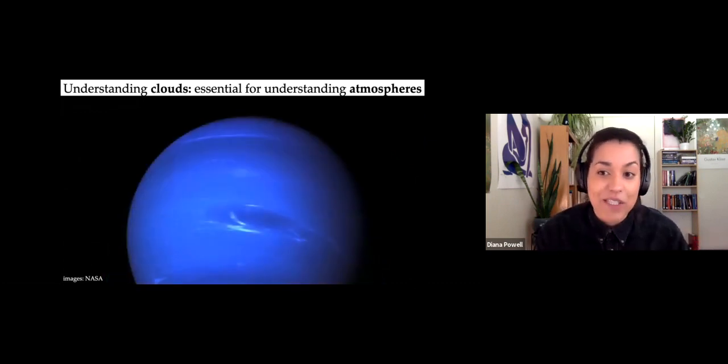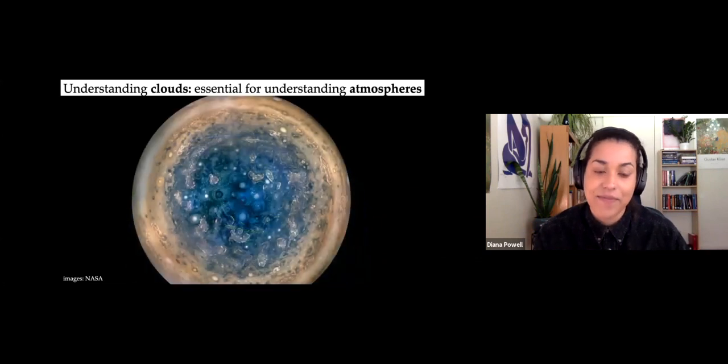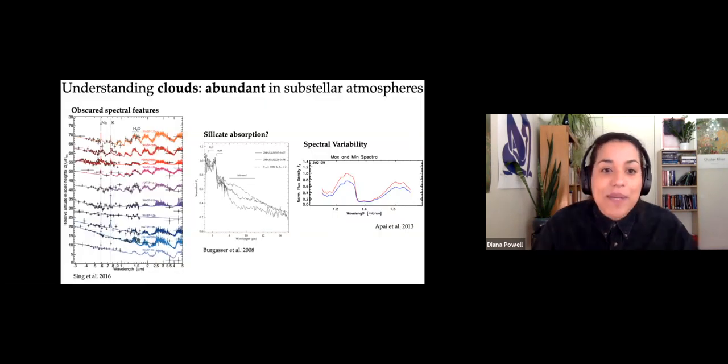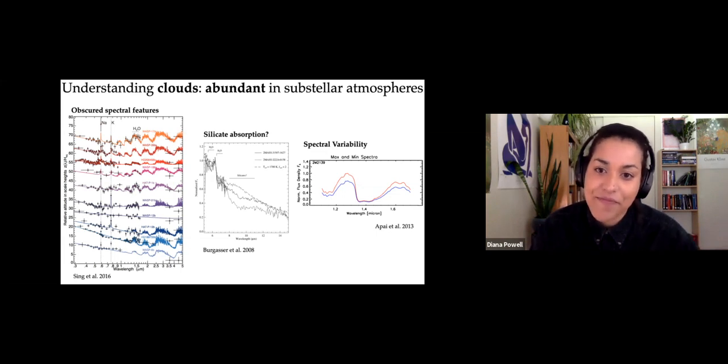Also, often the clouds in an atmosphere are the only thing that we can see. So it's really an absolute necessity that we understand clouds when we're interpreting planetary atmospheres. And clouds appear to be abundant in substellar atmospheres.